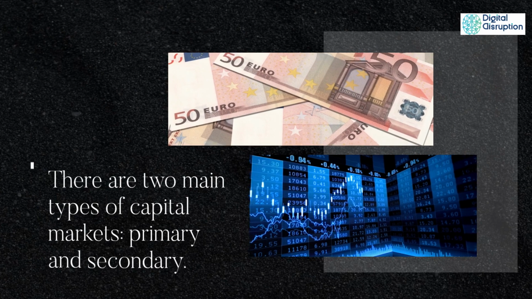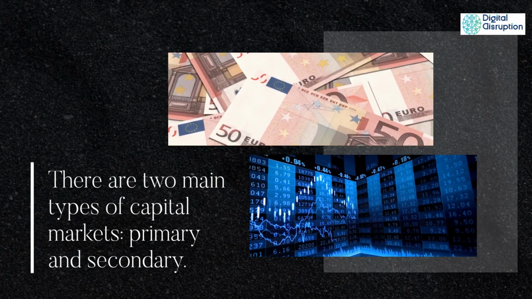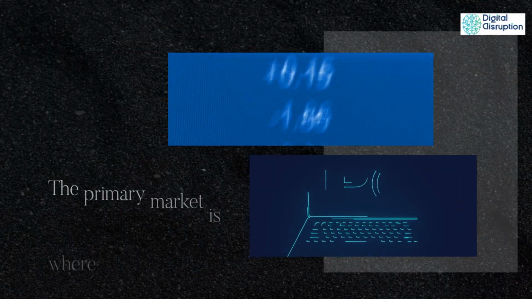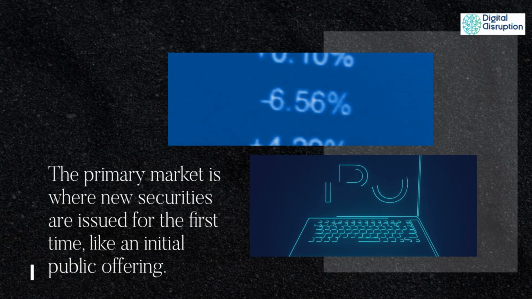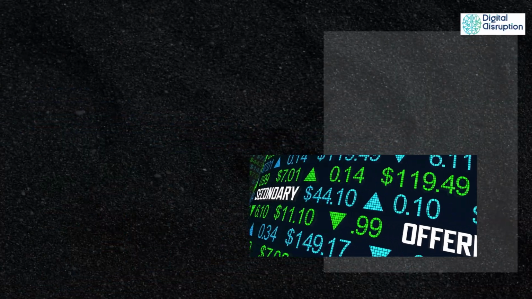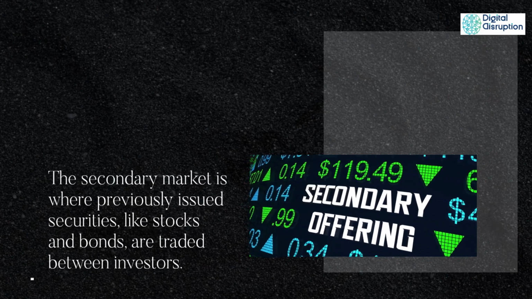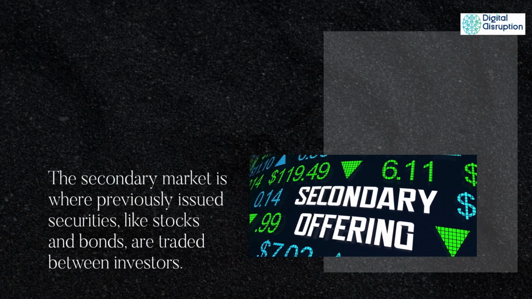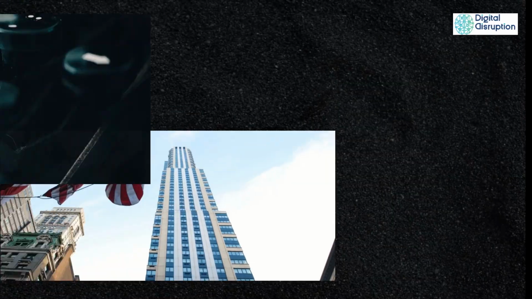There are two main types of capital markets, primary and secondary. The primary market is where new securities are issued for the first time, like an initial public offering. The secondary market is where previously issued securities, like stocks and bonds, are traded between investors.